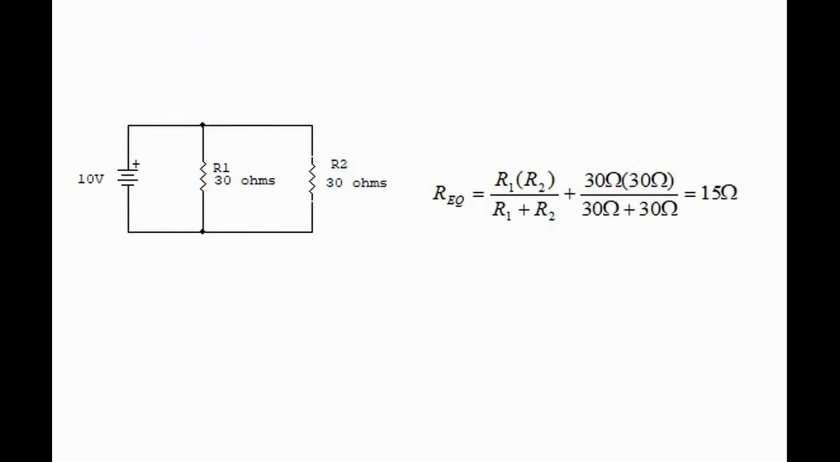For two resistors in parallel, use the formula shown, which says that the equivalent resistance is R1 times R2 divided by R1 plus R2, which equals 30 ohms times 30 ohms divided by 30 ohms plus 30 ohms, which equals 15 ohms. And this is a good formula to memorize because it can be used for capacitors and inductors.